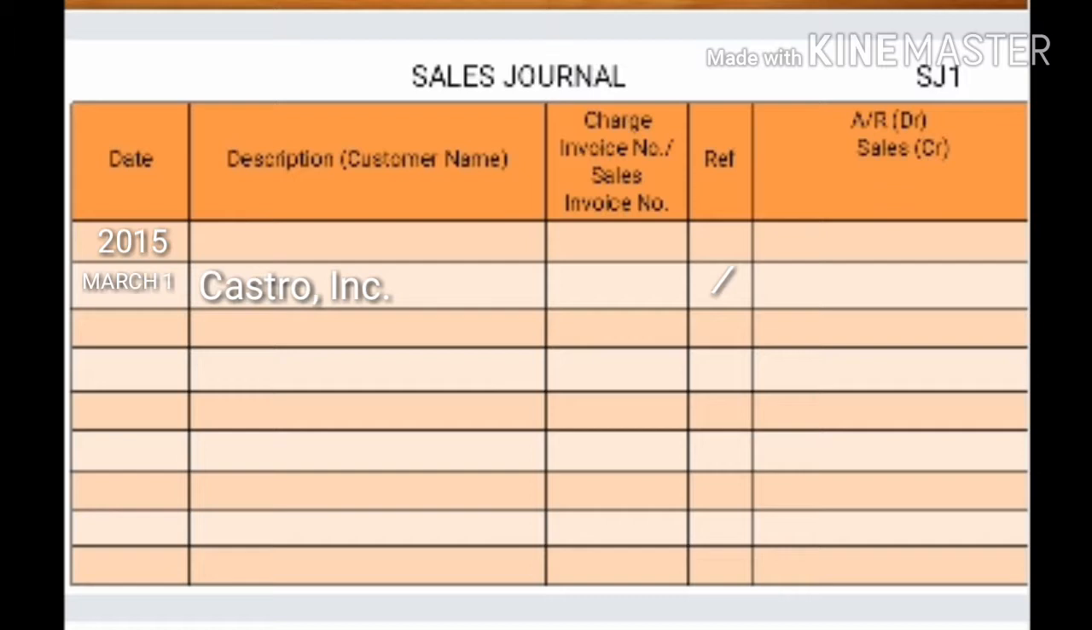The charge invoice number or sales invoice number represents the identifying number of the source document issued to the customer when the sale was made. The debit accounts receivable column represents the amount of the sale transactions indicated in the charge invoice. The credit sales column represents the amount of the sale transactions indicated in the charge invoice. The source document of this journal is the charge invoice issued by the business.